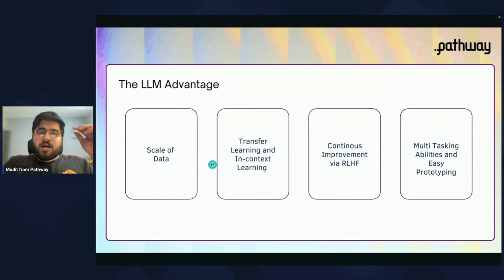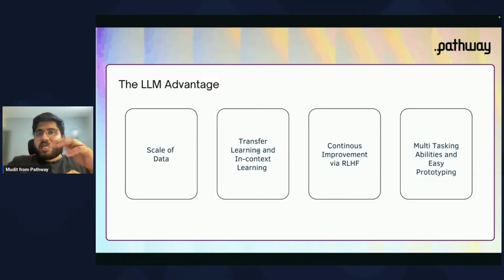So the LLMs are trained on a huge amount of data. They have this ability of transfer learning and in-context learning. Transfer learning, if you don't know, in a very crude example, you can assume it to be something like, hey, if I know how to play cricket, then I can quickly learn how to play baseball. Just a crude analogy, but you get the point.